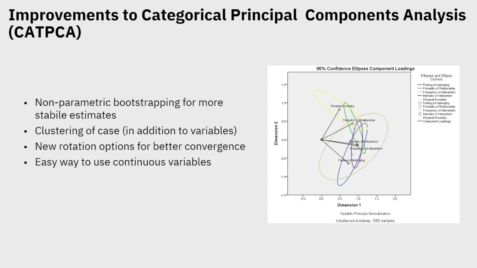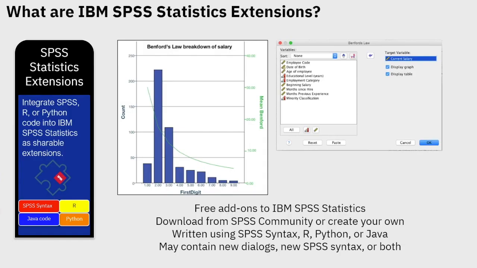We also improved the categorical principal component analysis. So lots of stuff to be able to look at, you know, non-parametric bootstrapping, lots of stuff to be able to look at and understand what it is we want to do and understand the data even more.